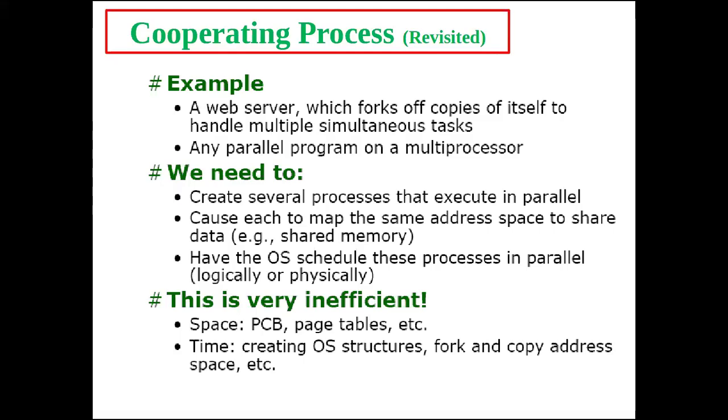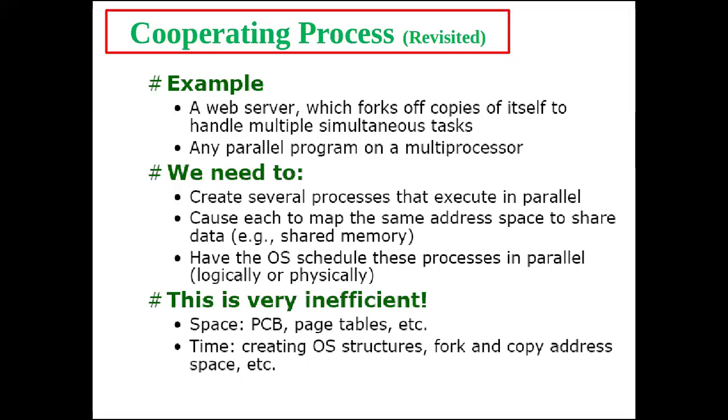A cooperating process is a process which can affect other processes and can be affected by other processes as well. So this means processes are not isolated anymore. Instead, they work hand in hand, or they work together. Let us take two examples. First is a web server. A web server, as you know, receives multiple client requests at the same time. What does it do? It creates multiple copies of itself. Each copy handles one client. So multiple processes are running in parallel.